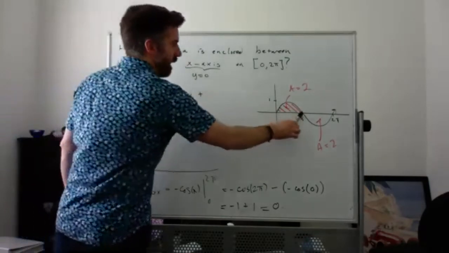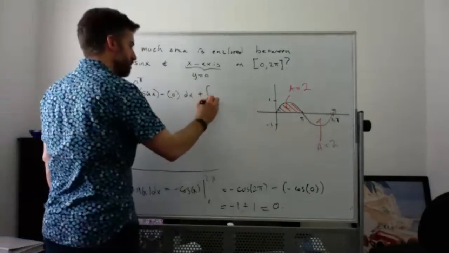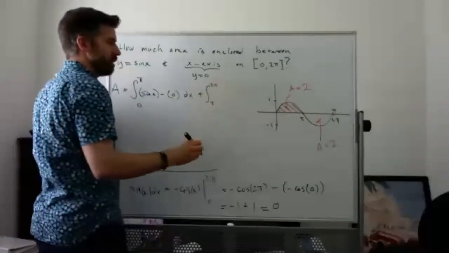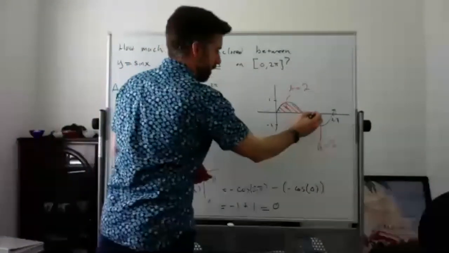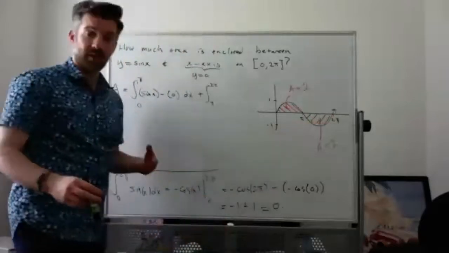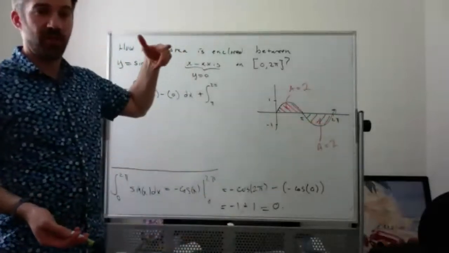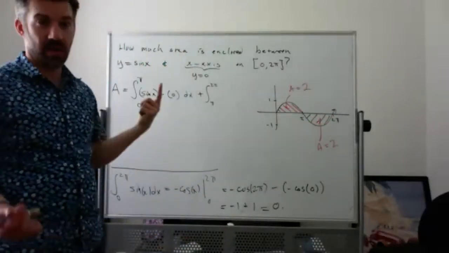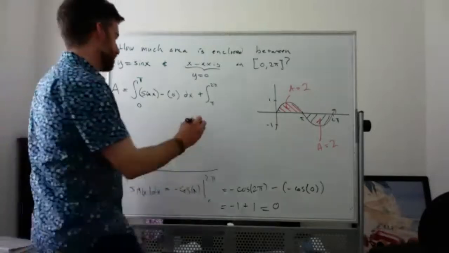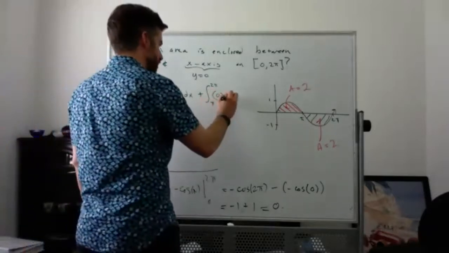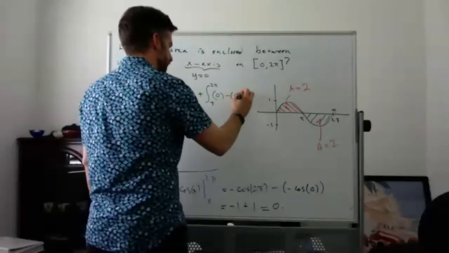But then from pi to 2 pi, if I'm trying to find the area here, I'm going to integrate the top function, which is 0, minus the bottom function, which is sine. So it's going to be 0 minus sine of x.